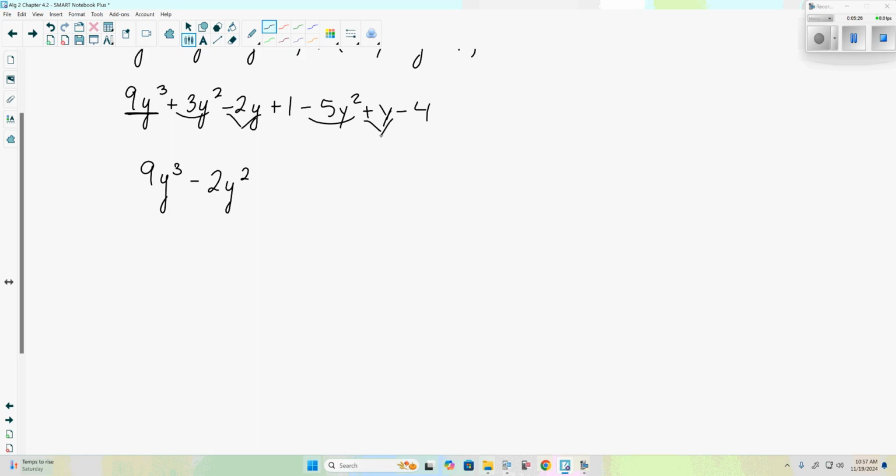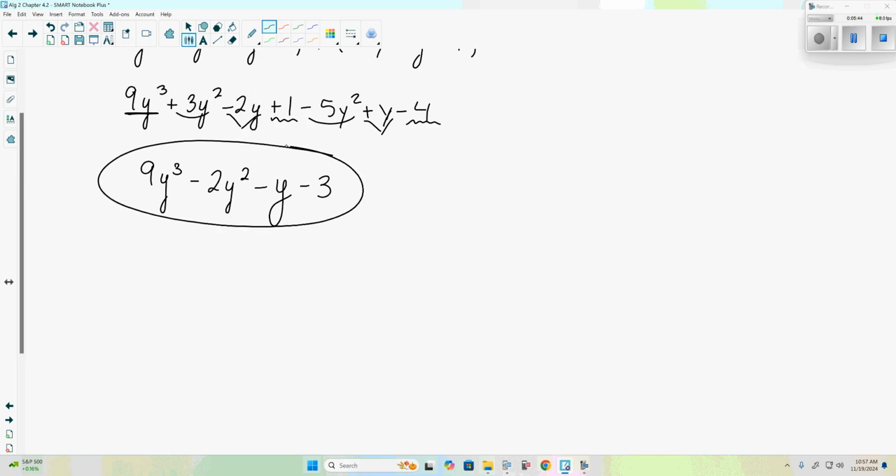Negative 2y and y would be negative y, because negative 2 plus 1 is going to be negative 1. And lastly, positive 1 and negative 4 is negative 3.